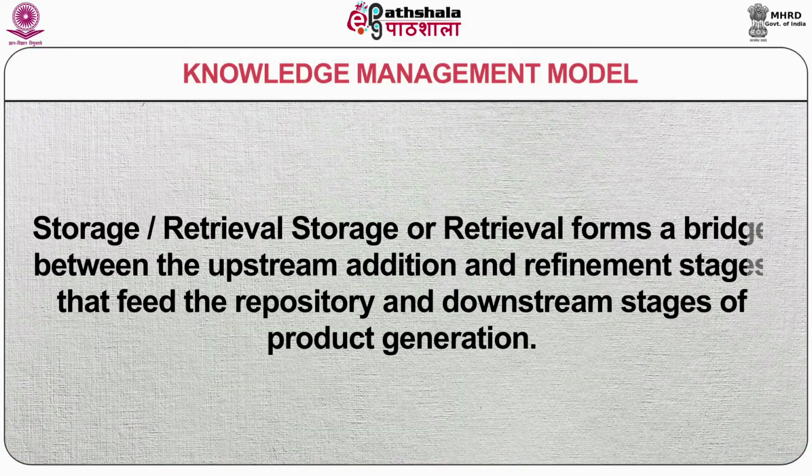Next stage is storage and retrieval. Storage and retrieval forms a stage between the upstream acquisition and refinement stages that feed the repository and downstream stages of product generation. Storage can be physical, such as file folders and printed information, as well as digital, such as databases, knowledge management software, etc. Next stage is distribution.